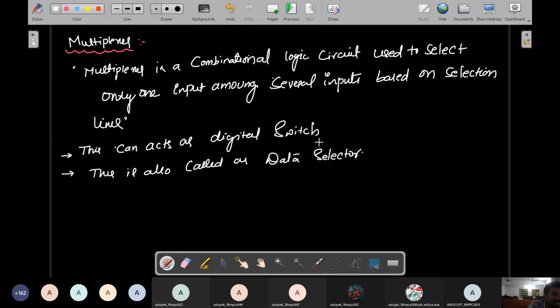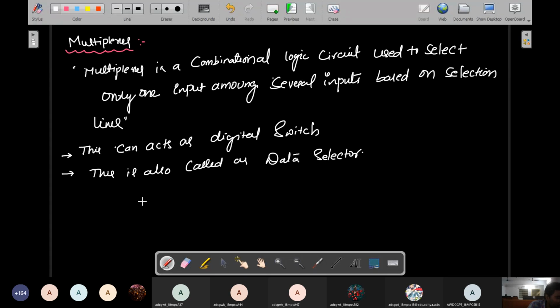So this acts as a digital switch, and in a lot of circuits, almost all switching devices, multiplexers are used, and it is also called a data selector.